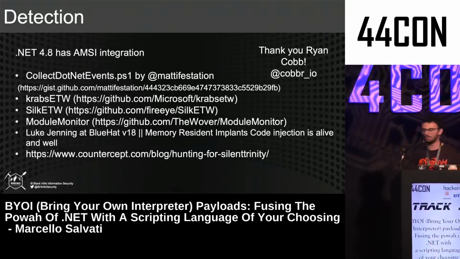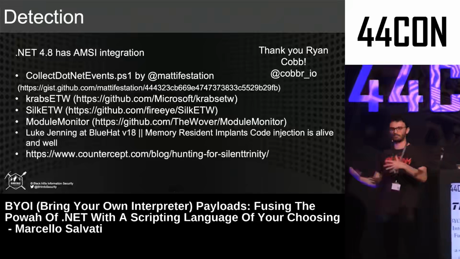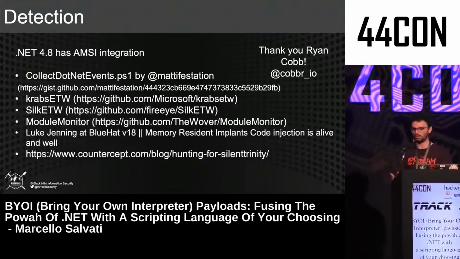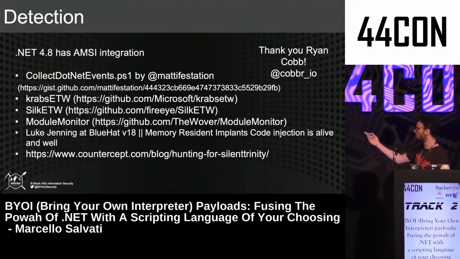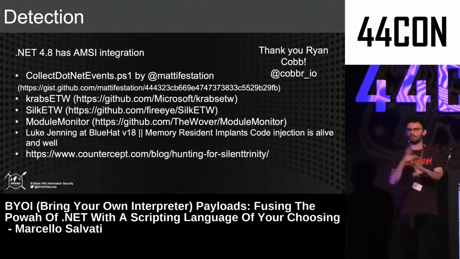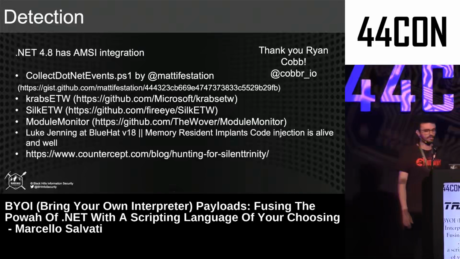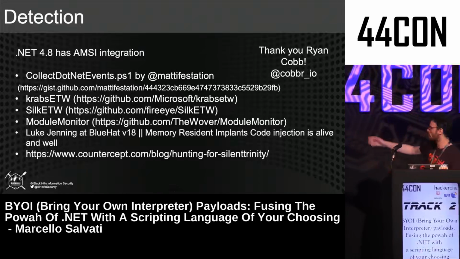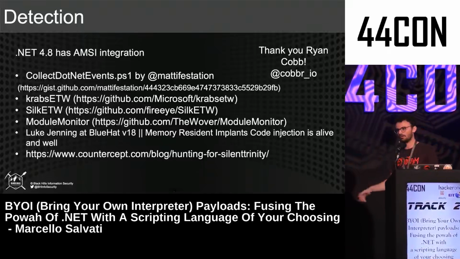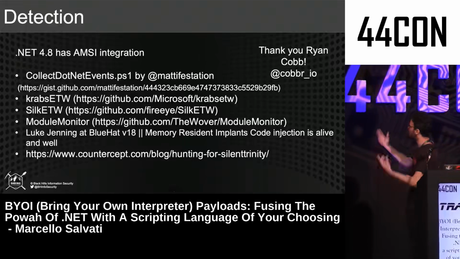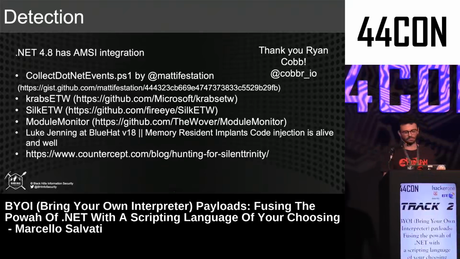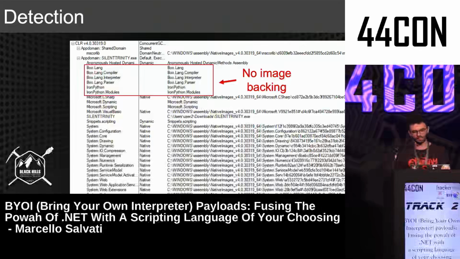There's also Module Monitor, which can give you some insight into .NET processes running on the machine, and possibly malicious activity going on. I definitely recommend this talk by Luke Jennings at Black Hat 18, Memory Resident Implants: Code Injection is Alive and Well, which already started to talk about some of these concepts. And then there's also the Countercept blog, which I think is an MWR company, and Hunting for Silent Trinity, which did a blog article on actually trying to detect Silent Trinity. And thank you to Ryan Cobb at SpecterOps for also putting some of these together. I just took these and added some. I think these are by far the best ways of going about trying to detect some of this stuff.